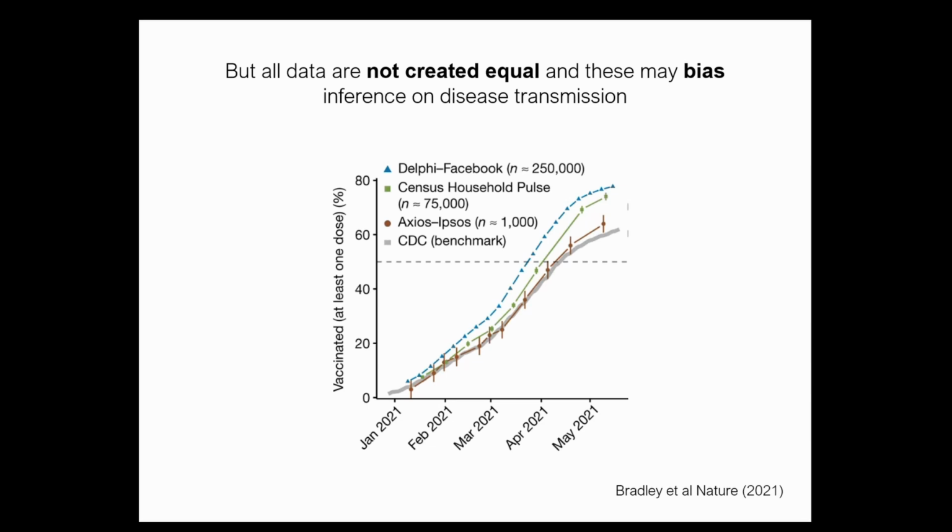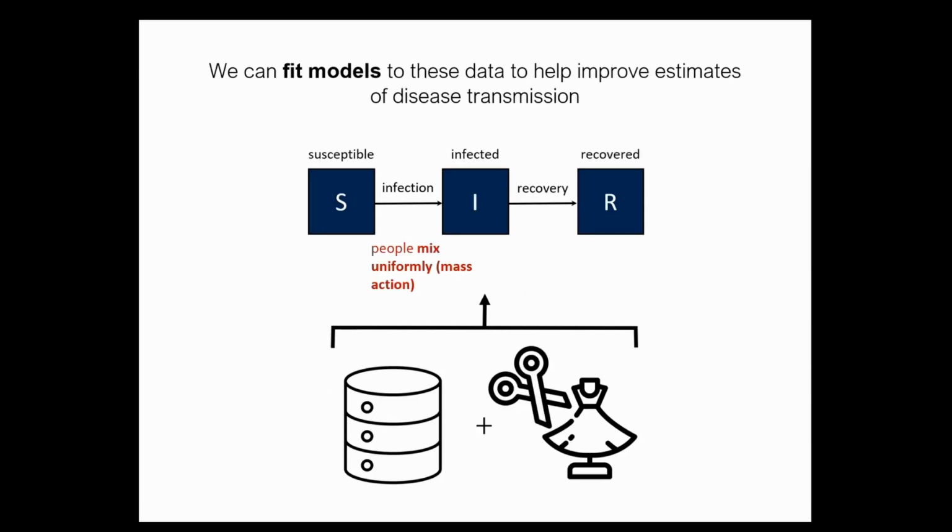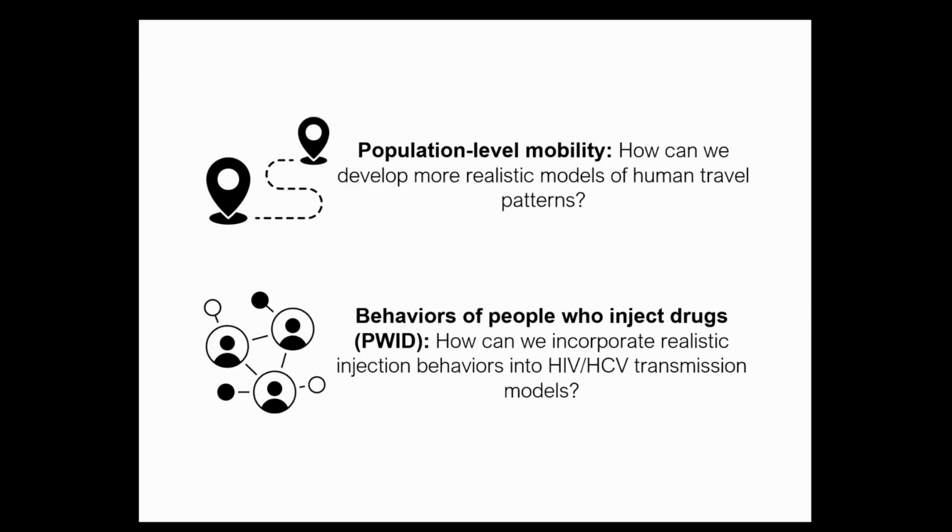And this is all just based off of who gets in these data sets and how they are being used. So we often fit models to those to better improve our estimates of disease transmission. And so I'm going to talk a little bit about some of the modeling work that we've done that's really focused on behavior. And I'm going to focus on two different aspects of behavior that we've worked on.